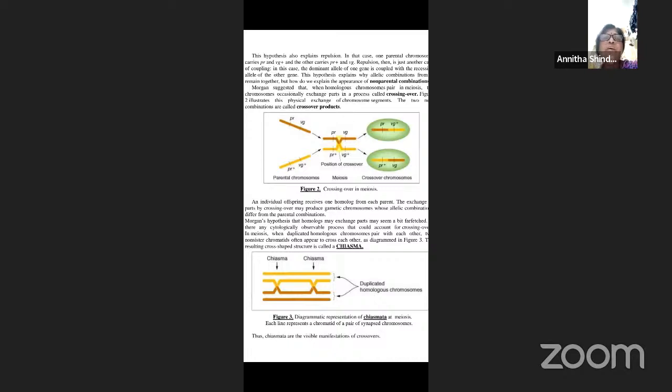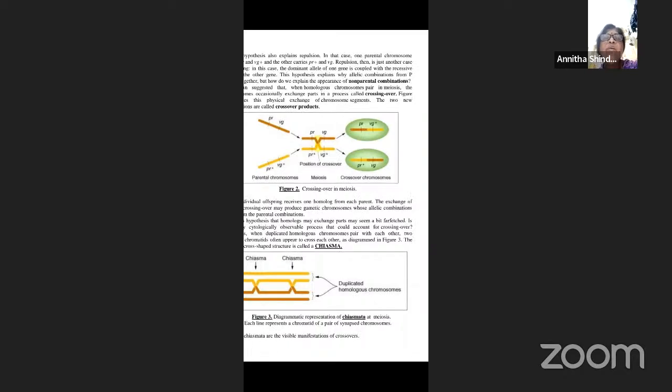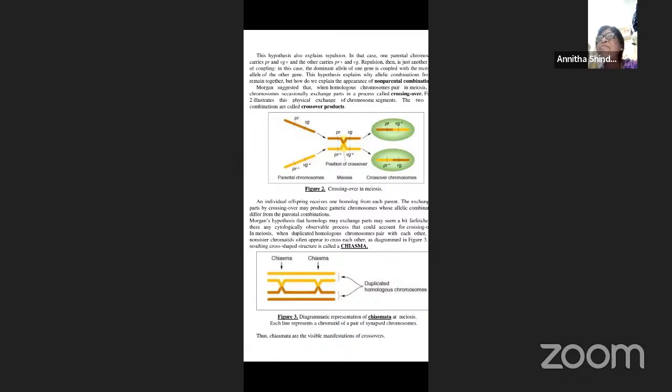What do you mean by crossing over? Crossing over is nothing but when the homologous chromosomes come in pairs in meiosis, they try to exchange their parts in a process. That process we call crossing over. This crossing over occurs at a specific point called the chiasma. So chiasma is a point where the crossing over takes place.